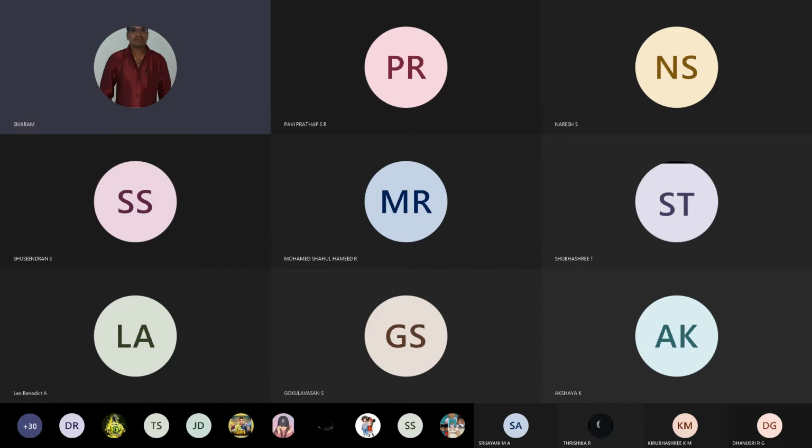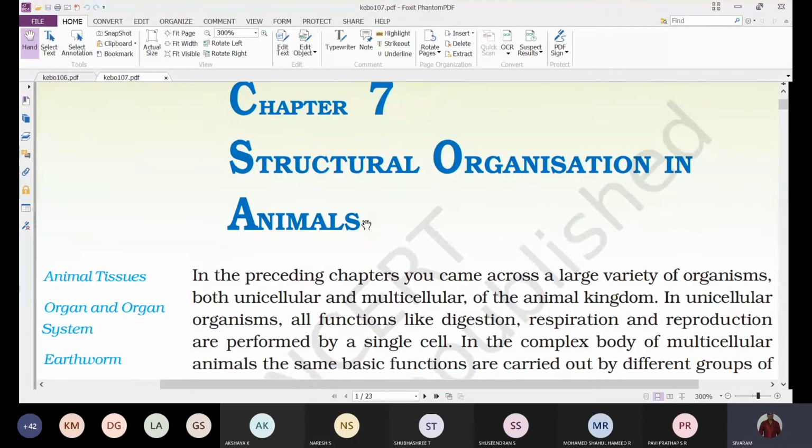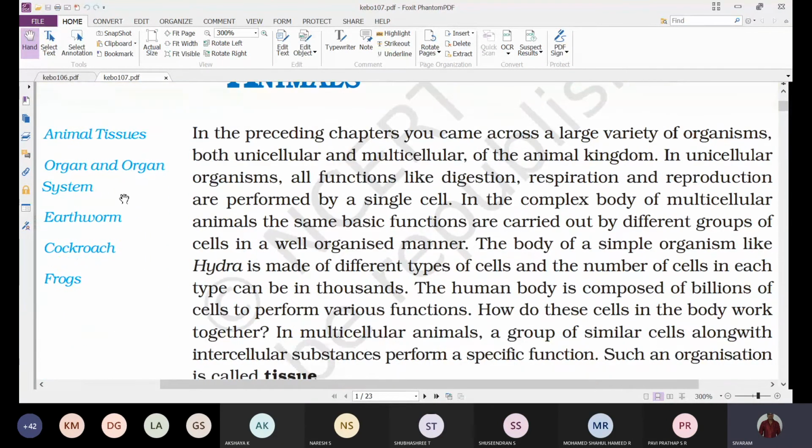So when you observe this structural organization in animals, we'll have different sub concepts like animal tissues, organ and organ system, because in case of higher animals we'll find organs and organ system level of organization. In this chapter we'll have earthworm, cockroach and frog organ and organ systems, but the earthworm and frog were deleted from the portion. Only the cockroach is discussed.